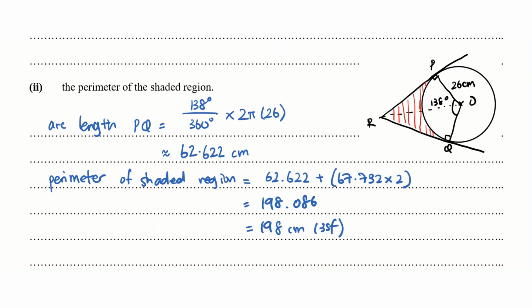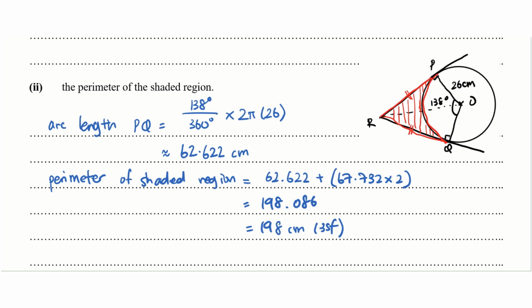Next, in part 2, we want to find the perimeter of the shaded region, and the perimeter of the shaded region comprises 3 parts, which are the arc length PQ, the length PR, as well as the length QR. As mentioned earlier, triangles OQR and OPR are congruent. That would mean that PR is the same length as QR. So let us first find the length of arc PQ.